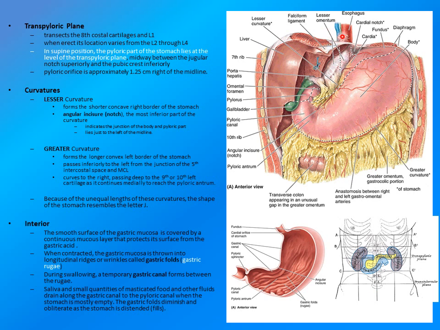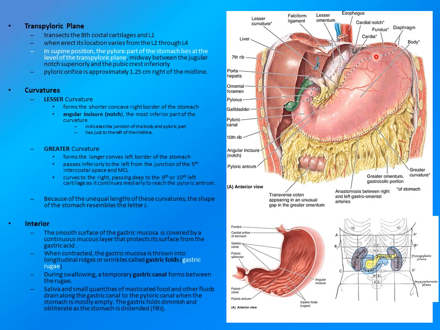The stomach also has a lesser curvature and a greater curvature. Again, here's the lesser curvature and the greater curvature. The lesser curvature is shorter and concave, and it constitutes the right border of the stomach. It has an angular or incisure notch. It is the most inferior part of the curvature.